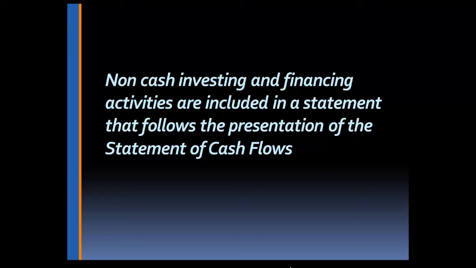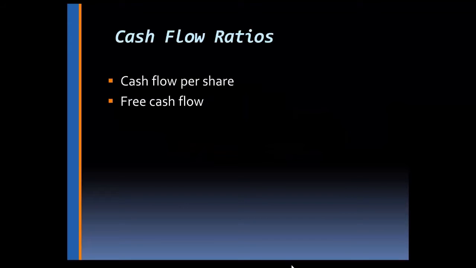So these are all items that need to be disclosed, but they do not involve cash, and because they do not involve cash, they can't appear on the statement of cash flows. Now let's talk about some cash flow ratios. First, cash flow per share, and then we'll talk about free cash flow.